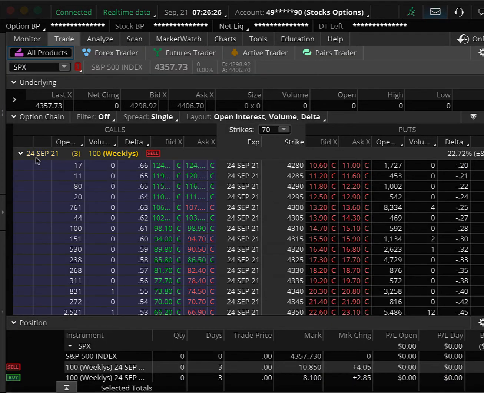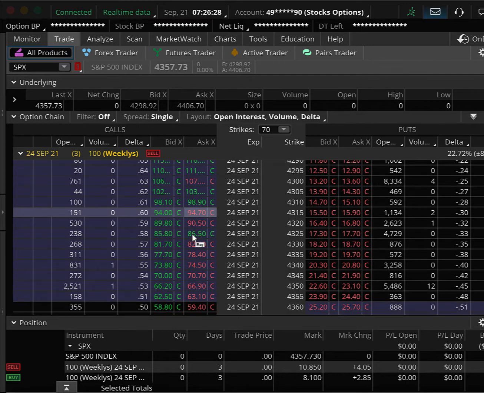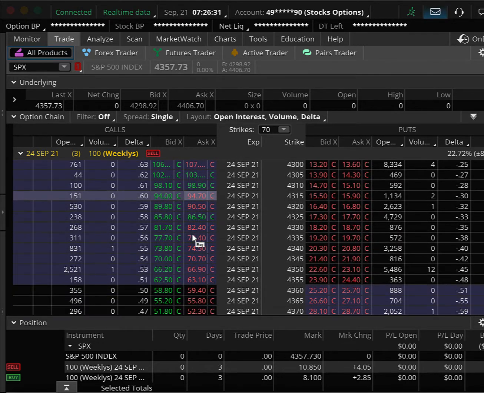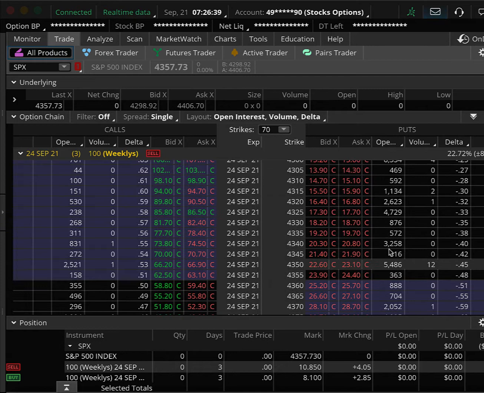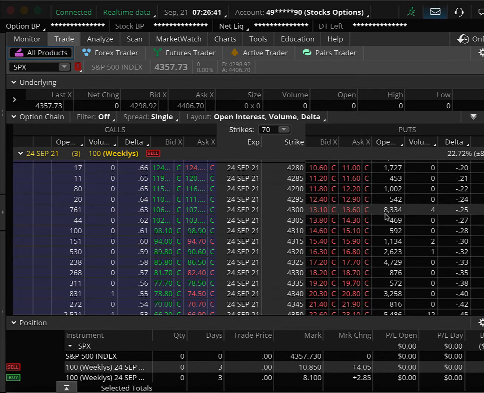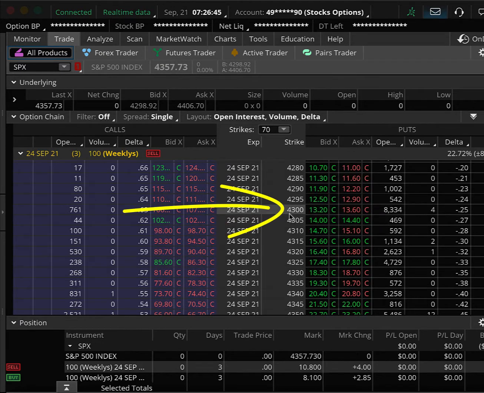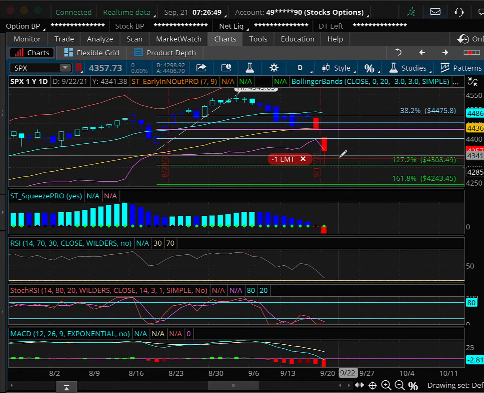So this is September 24th, which is Friday. What I like to do is look at where it's trading now and then scroll up on the put side. We've got a big number of open interest there, 4,350. But then, boom, we've got a big open interest wall at 4,300. Let's look at where that coincides on the chart.